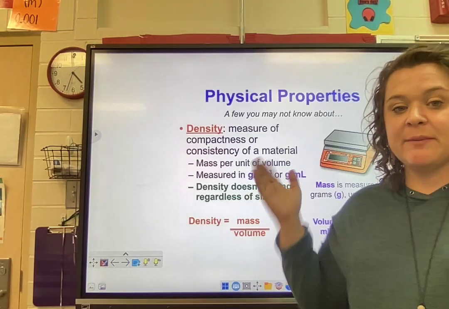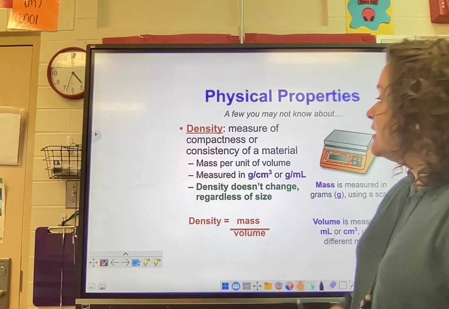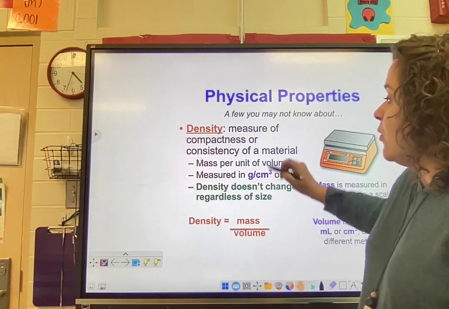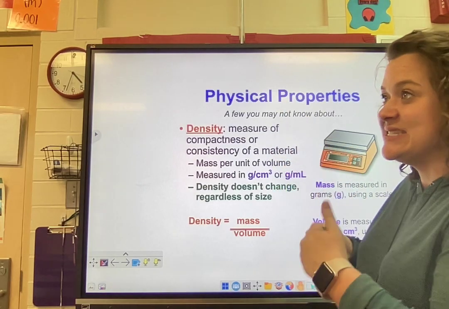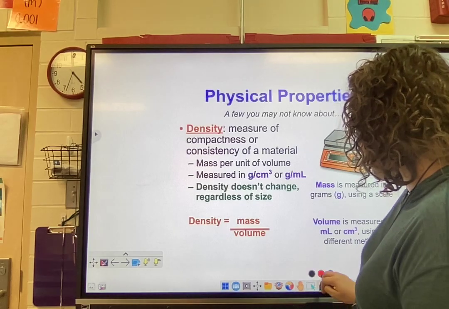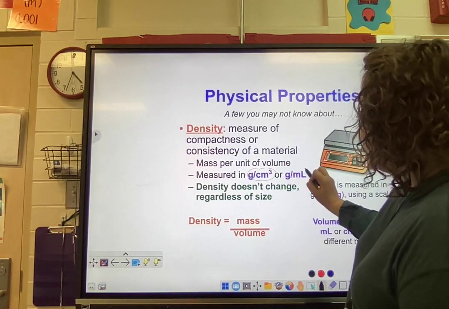Today we're going to be talking about the physical property of density. Density is the amount of compactness that an object has. It's the consistency of the material. The unit that we're going to talk about is grams per centimeter cubed or grams per milliliter.